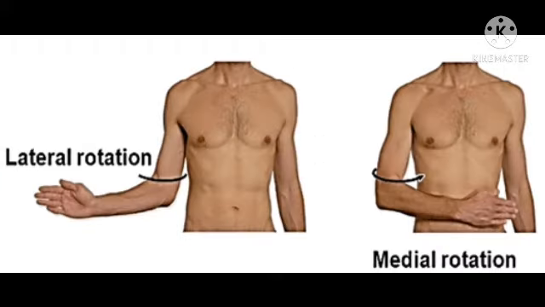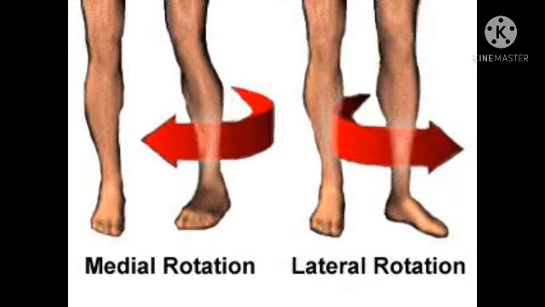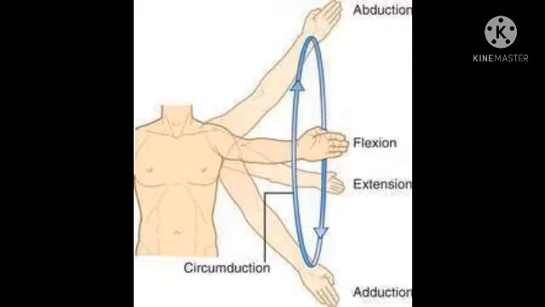Then the rotation. Rotation is of two types. The medial rotation, for example, the upper limb is stationary, but we move it in a circular fashion toward the body, and in a circular fashion away from the body, that is called the lateral rotation. Then the circumduction. Circumduction is the movement that combines all the above movements: abduction, adduction, extension, and flexion.